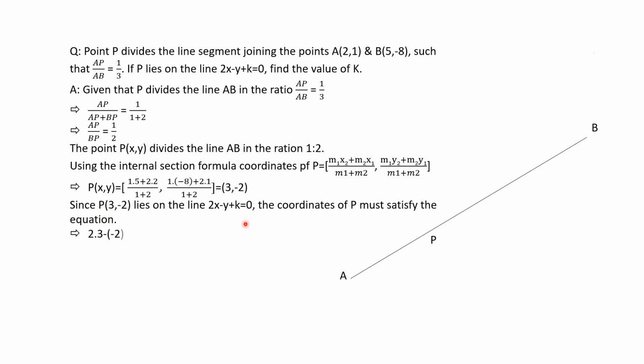Let's check that one. So 2 into 3 minus of minus 2 plus k equals 0, which implies 8 plus k equals 0, or k equals minus 8. Hence, the value of k is minus 8 is the answer.